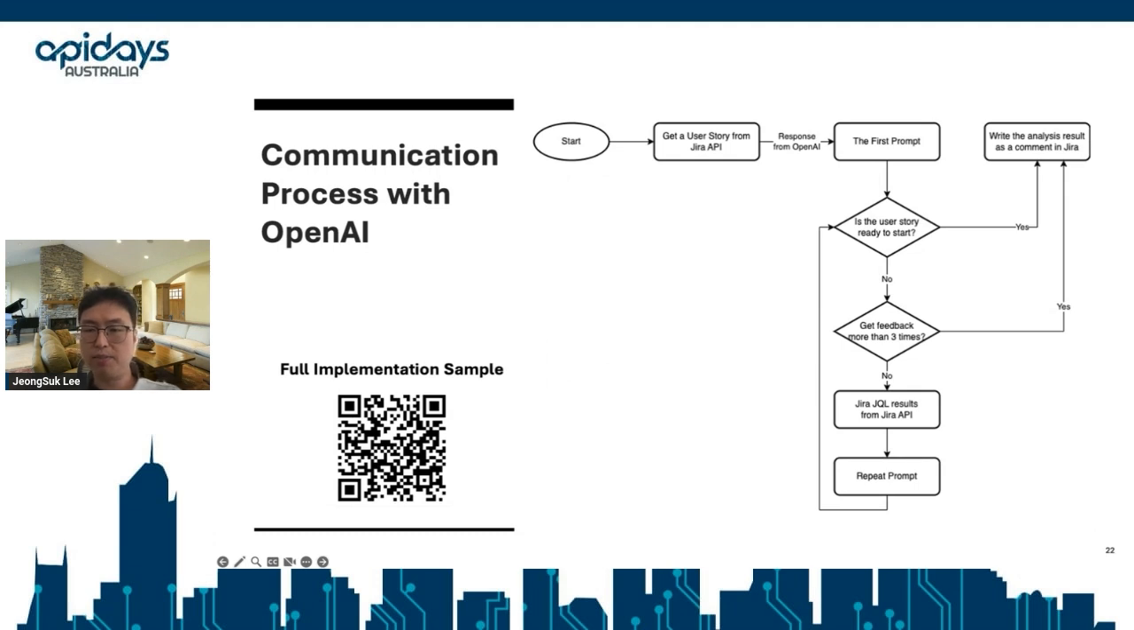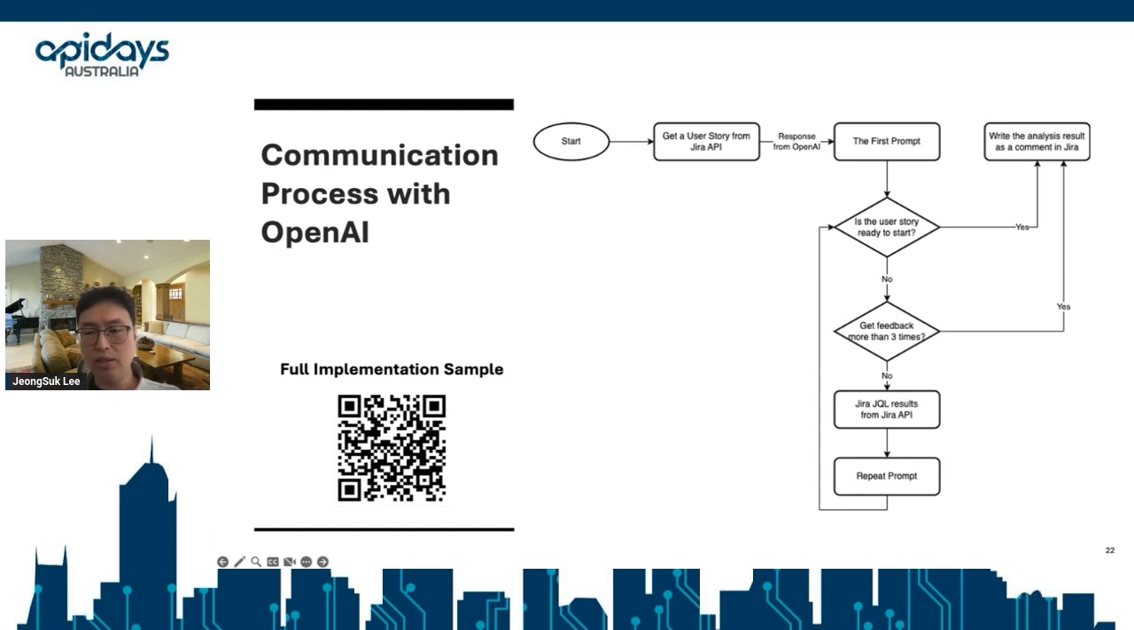This is the communication process with OpenAI when I did the prompt engineering. It starts from the Jira API to get the user story contents, then puts them into the first prompt to ask for story readiness. Once I got a result from the prompt, I started branching and iterations to get a better and well-structured user story. I gave a limitation that it tries a maximum of 3 times to manage API consumption costs.